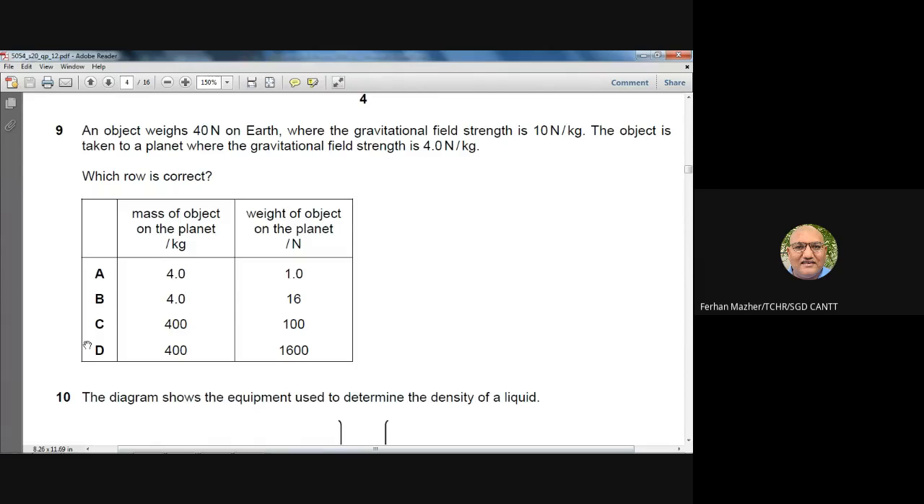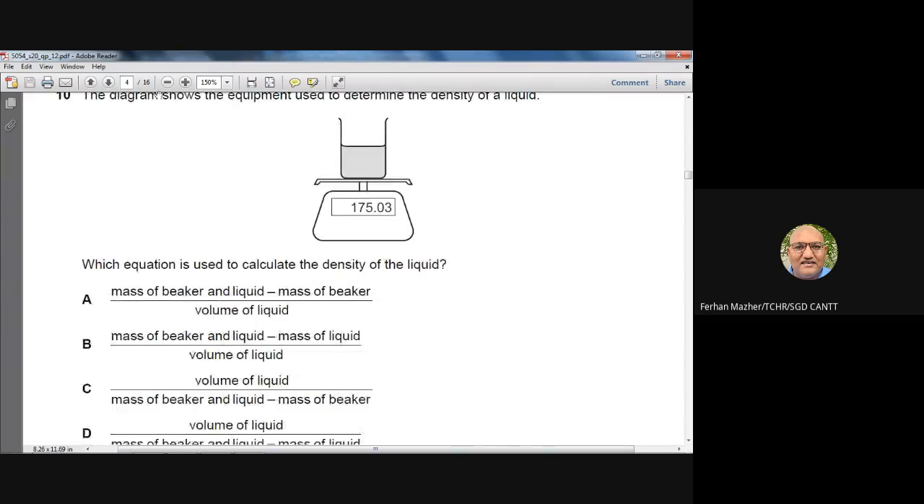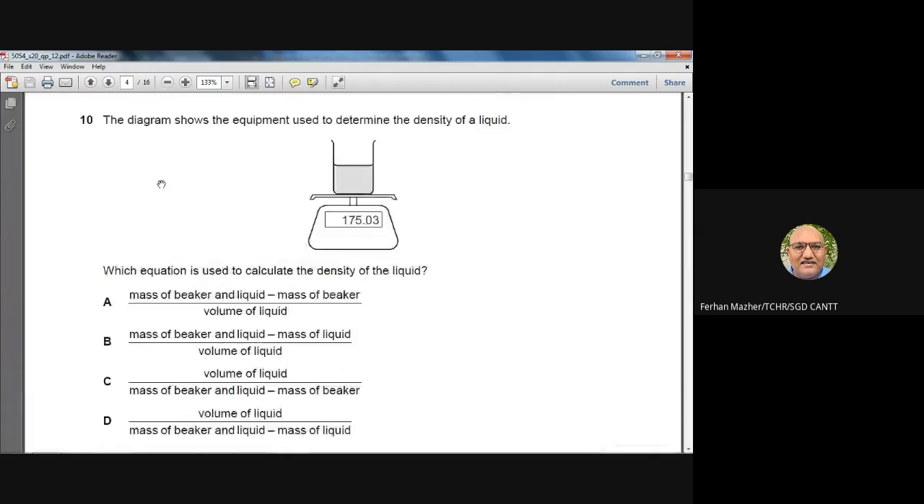This approach is easy. The one I showed you by working is a little weird and difficult. Okay, so question number 10 is on your screen. The diagram shows the equipment used to determine the density of a liquid. Which equation is used to calculate the density of the liquid?